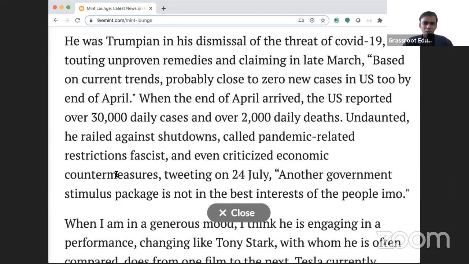Now, next, let us do two more sentences. He was Trumpian, like Trump, in his dismissal of the threat of COVID-19, touting unproven remedies, means supporting, okay, backing, touting unproven remedies, and claiming in late March. What did he claim in late March?